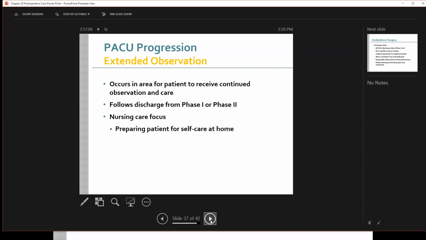Extended observations. The patient may need to be transferred to an extended observation area such as a rehab facility or remain on an inpatient unit for rehabilitation. An example of this would be a hip surgery. Nursing care continues to focus on preparing the patient for discharge home and self-care. Equipment required depends on the type of surgery, the patient population, and the facility guidelines.